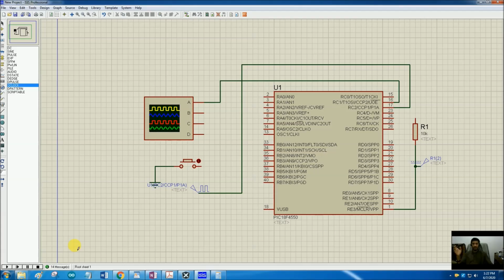65,536, 65536 or 65535. So 65535 microseconds can be our maximum time period, and that means that the minimum frequency we can measure using this method is 15.25 Hertz, or you can say 16 Hertz, because it is more than 15.